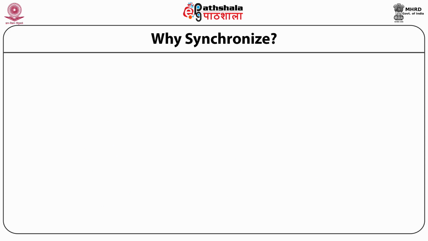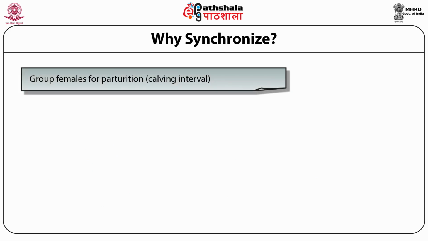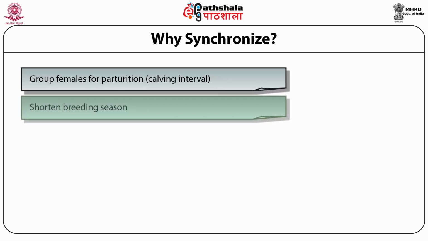If we are able to synchronize estrus cycle, all or most of the females of a group will come in heat at the same time. So they can be inseminated at the same time and they will undergo parturition at the same time. Therefore, there will be less expense on doctor visits, less expense on their care, and their management can be done in a better way. In addition, the breeding period or breeding season will also get shortened.